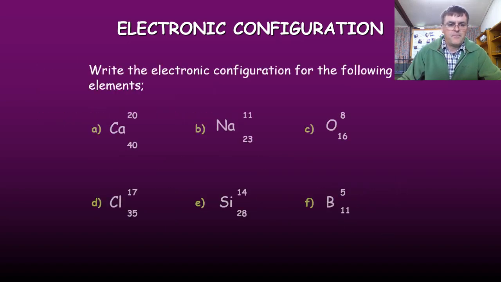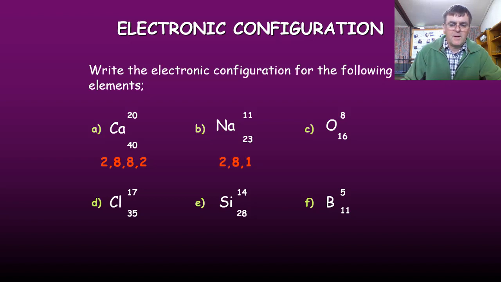So let's try some out. We've got calcium there, as we looked at that one before. It's got 20 protons, therefore it's got 20 neutrons. 2 fill up the first shell, 8 fill up the next shell, 8 the third shell. There's 2 left over still. They spill over into the 4th shell.